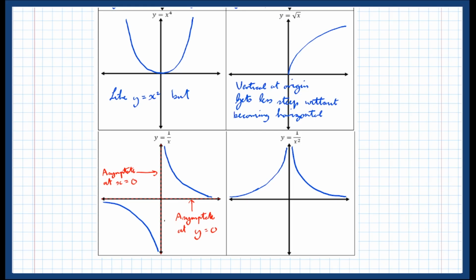Okay, so y equals 1 over x squared, and this one has an asymptote at x equals 0 and at y equals 0 again. So asymptote at y equals 0, asymptote at x equals 0.